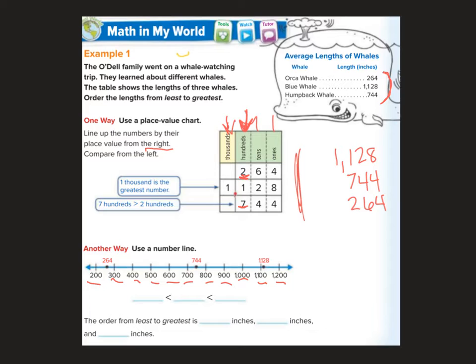So this way, it shows us that the smallest number is 264, 744 is in the middle, and 1,128 is the biggest, and that's the one we want to eat. Okay, the order from least to greatest, so the smallest to biggest, is 264, 744, 1,128 inches. Let's move on.